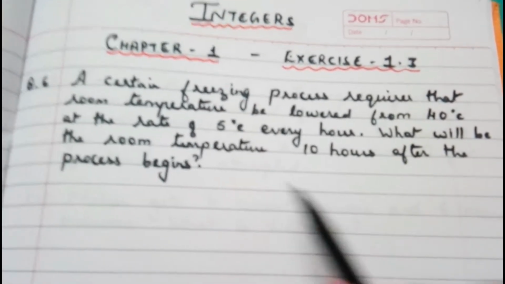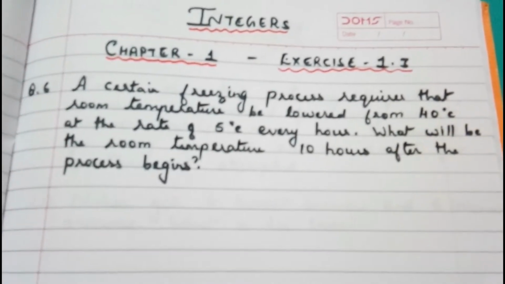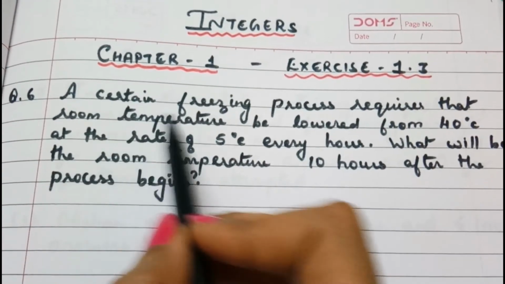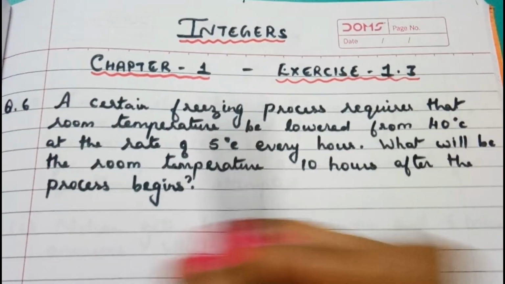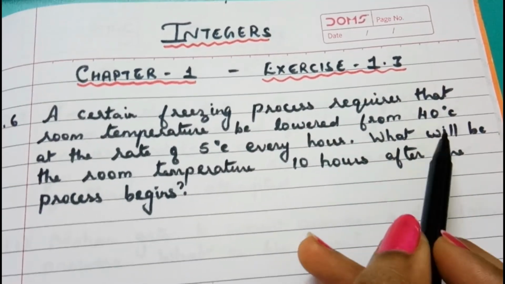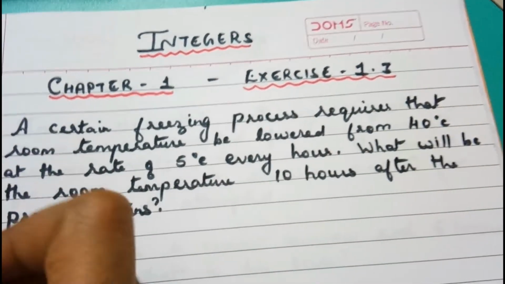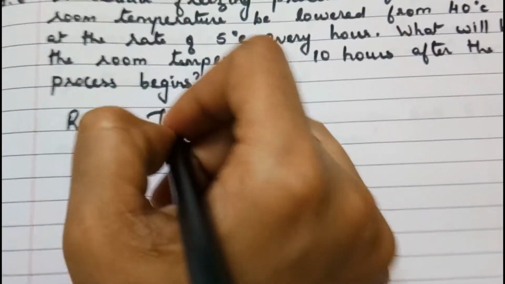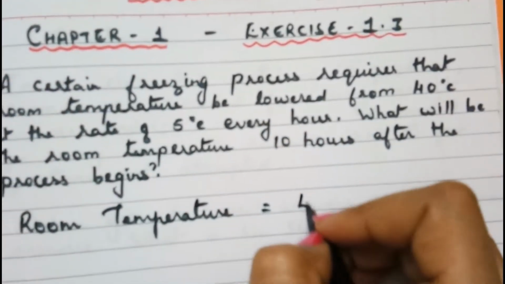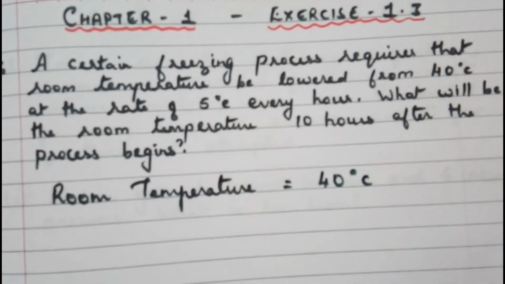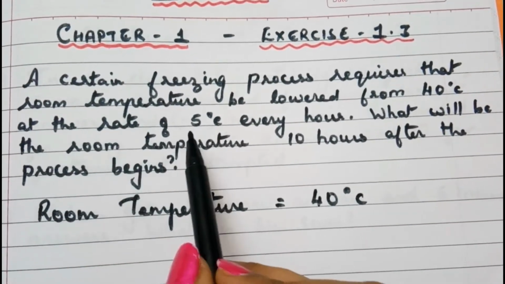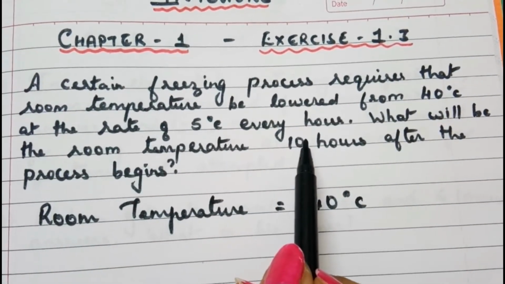Okay, so since this is a word problem, we'll start with the statement. What would the statement be? A certain freezing process requires that a room temperature be lowered from 40 degrees. So which means room temperature is equal to 40 degrees Celsius. Then to be lowered at the rate of 5 degrees Celsius every hour.